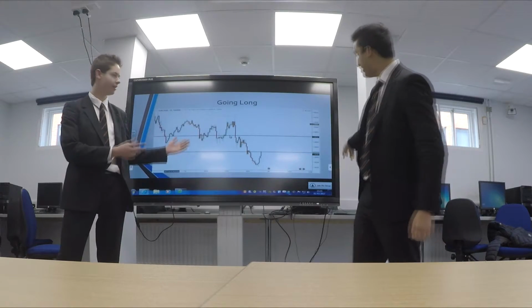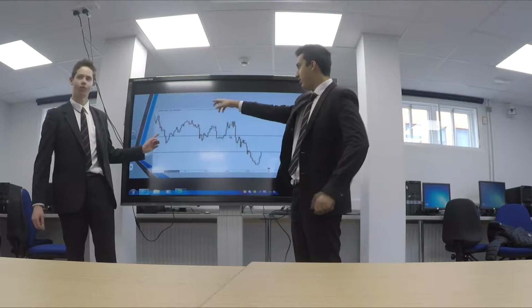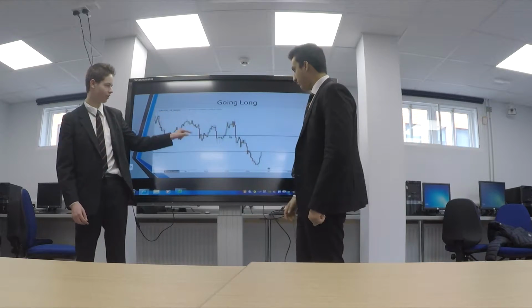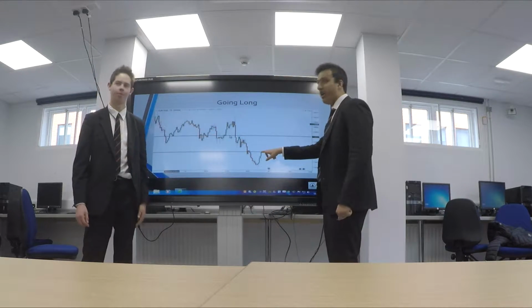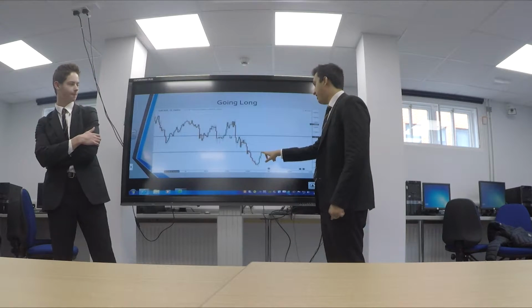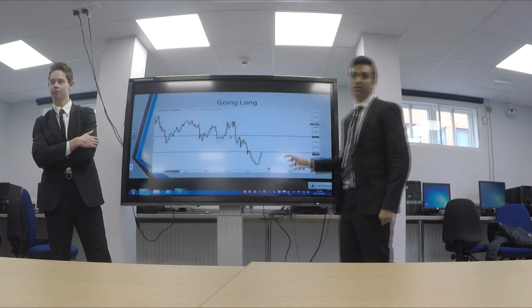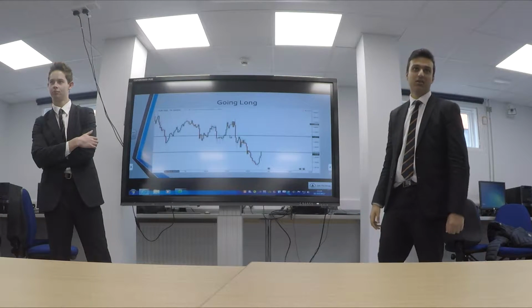So this chart is the price of the Singaporean dollar, but let's say this was gold. This would be the movement of the gold price throughout this time period. So you buy here, you wait a bit, you sell it when the price gets to here. That's your profit.